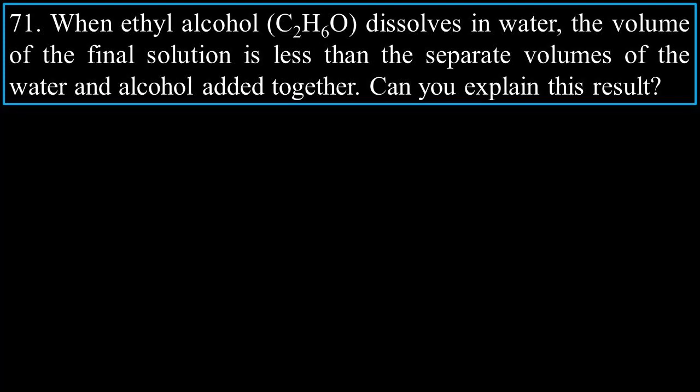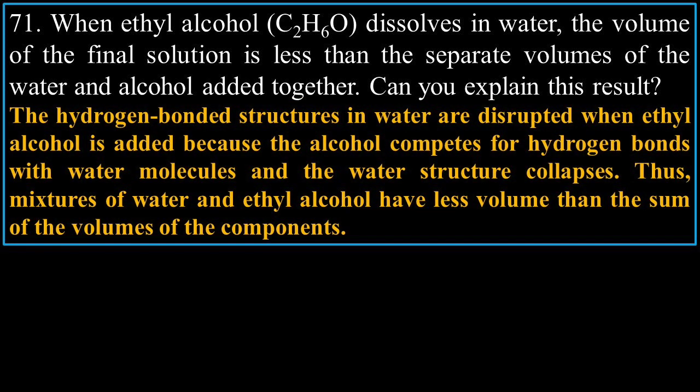When ethyl alcohol dissolves in water, the volume of the final solution is less than the separate volumes of the water and alcohol added together. Can you explain this result? Well, there are gaps between the molecules in each of the liquids. The hydrogen bonded structure in water is disrupted by the ethyl alcohol, because the alcohol competes for hydrogen bonds with the water molecules and the water structure collapses. Thus, the mixtures of water and ethyl alcohol have less volume than the sum of the volumes of the components.